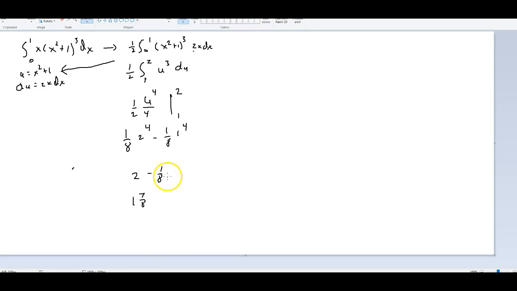And so with bounds, I never go back to x. I switch everything to u, including the bounds, and I change the bounds by plugging in these values of x into my u equation. Now, it turns out that for most of these problems, if you were to put your u back in here and leave your original bounds 0 to 1, you'd get the same answer.